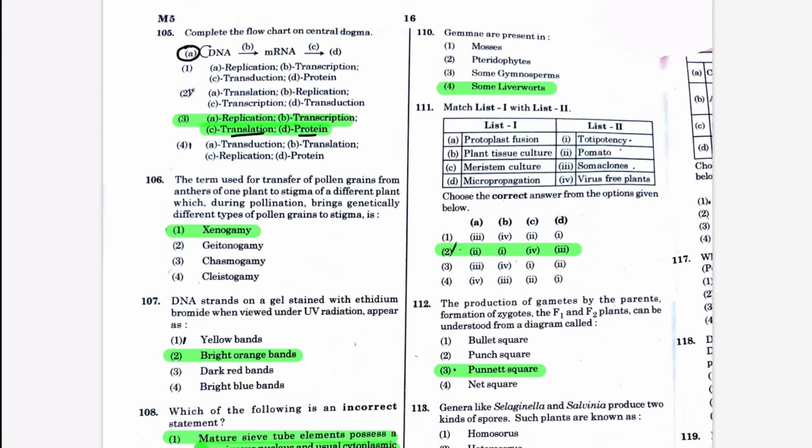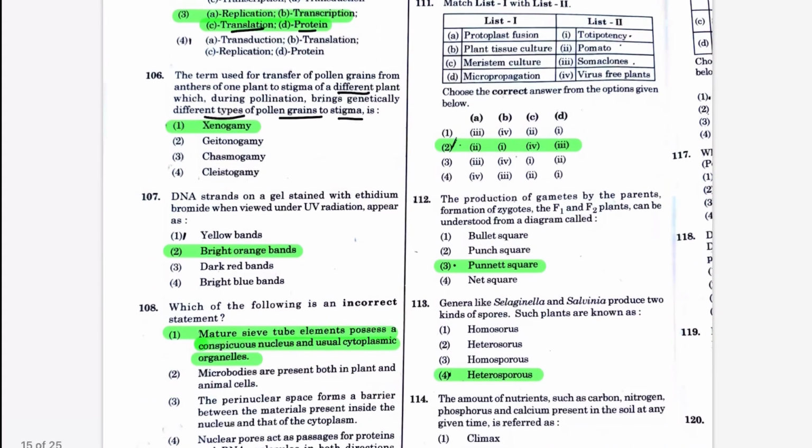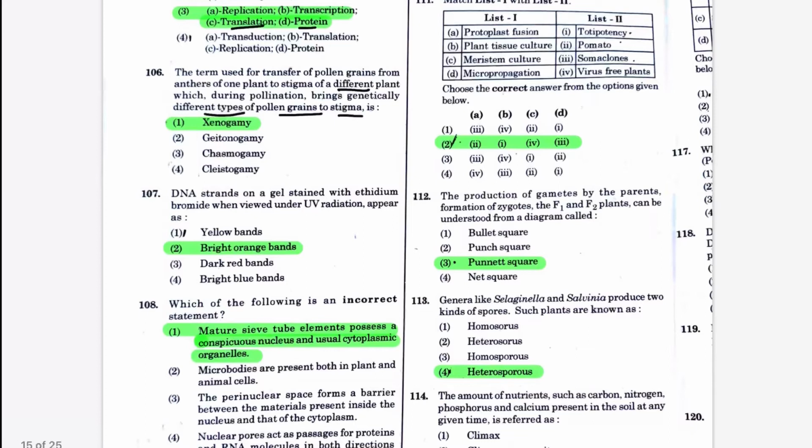For 106, they are asking you the term used for the transfer of pollen grains from anthers of one plant to the stigma of a different plant. Obviously it has to be xenogamy, which during pollination brings genetically different types of pollen grains to the stigma, right? 107: the DNA strands on the gel stained with ethidium bromide, when viewed under UV radiation, will appear as bright orange bands. So the answer is 2.